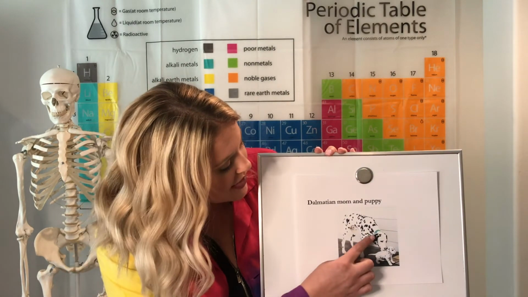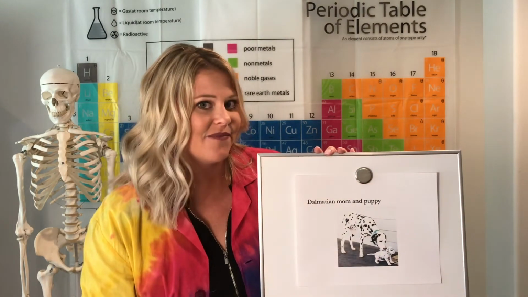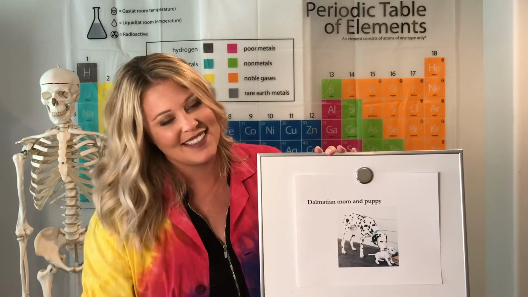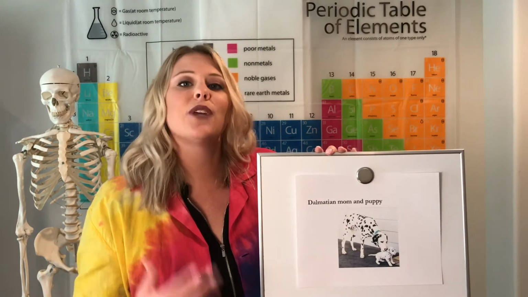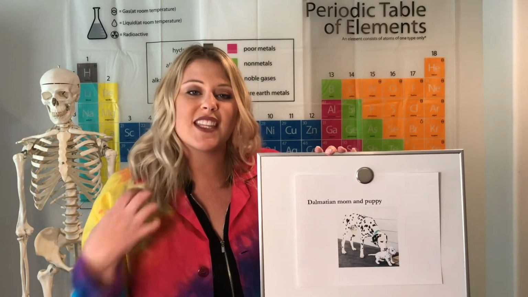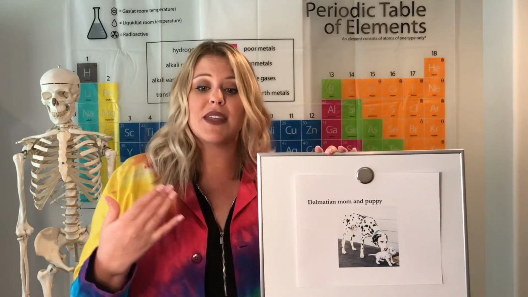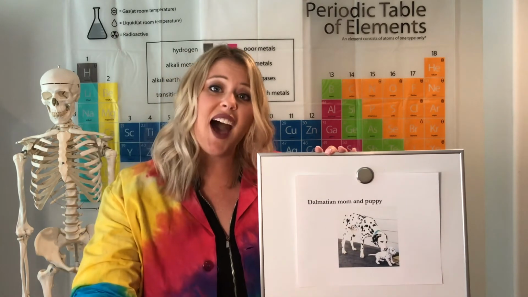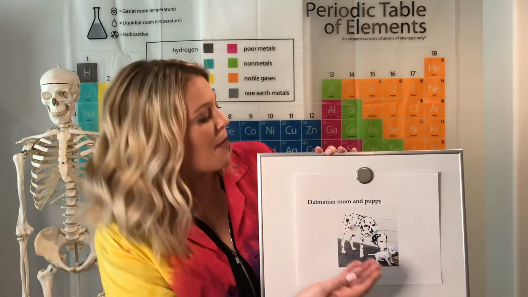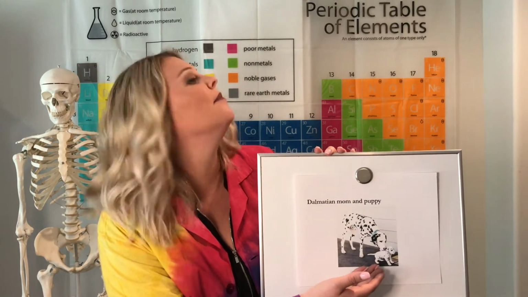Well, first, I noticed that the mom is wearing a collar and the puppy is not. But that's not a trait. That's just an accessory, right? A trait is something that comes from within. It comes from our DNA or our genetics. So it's something that our parents, our mom and our dad, pass on to us. Or in this case, the mom and dad Dalmatian pass on to the baby Dalmatian.